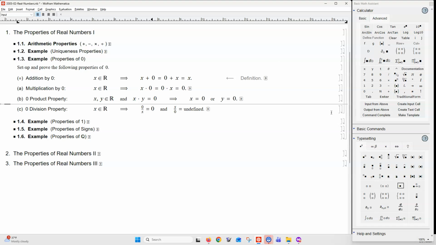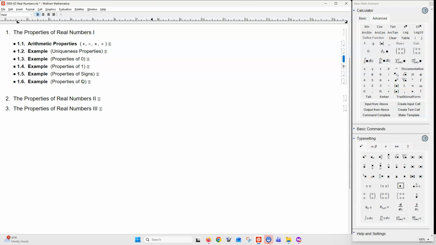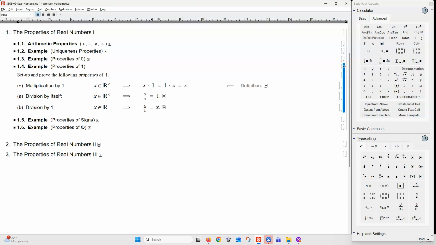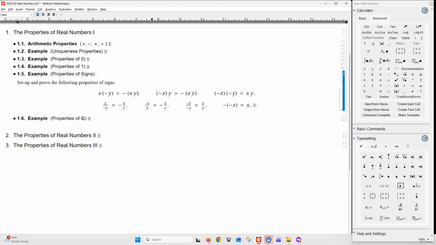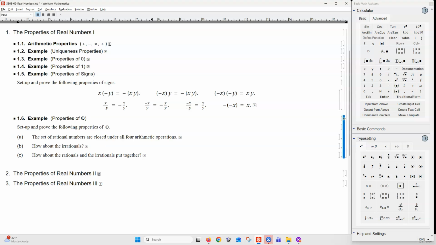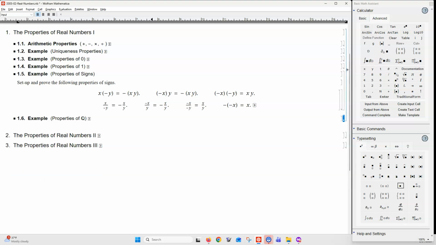And then zero division, oh, I'll leave those details to you. Let's see, how about properties of 1? I'll leave those to you. Properties of signs. Okay, we'll discuss this in the next video. Properties of rational numbers. Okay, we'll discuss that in the next video as well.